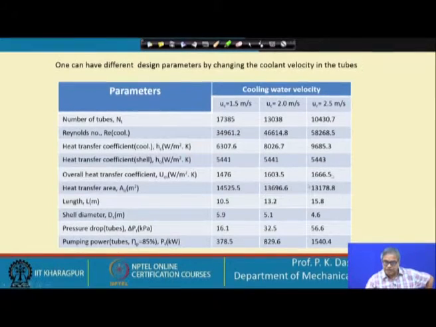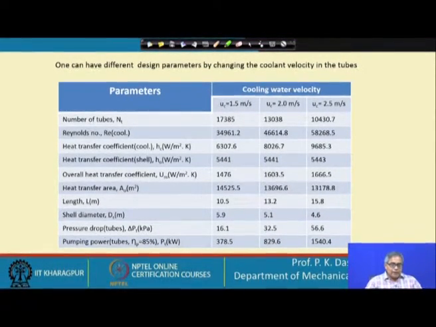Overall heat transfer coefficient, there is a small change. Then heat transfer area will change, length of the tube will change. We have got 13.2 meter for the current design. It should be small for low velocity of water, and it will be large for higher velocity of water. Cell diameter will also change. Cell diameter will reduce if we are increasing the velocity of the coolant. So, that is another point.